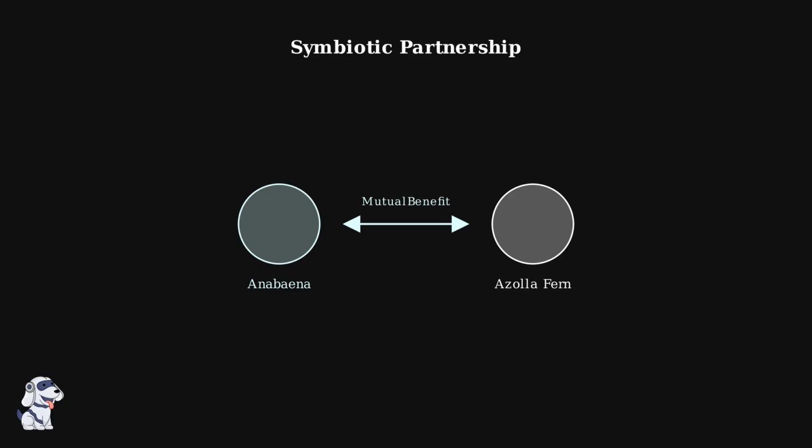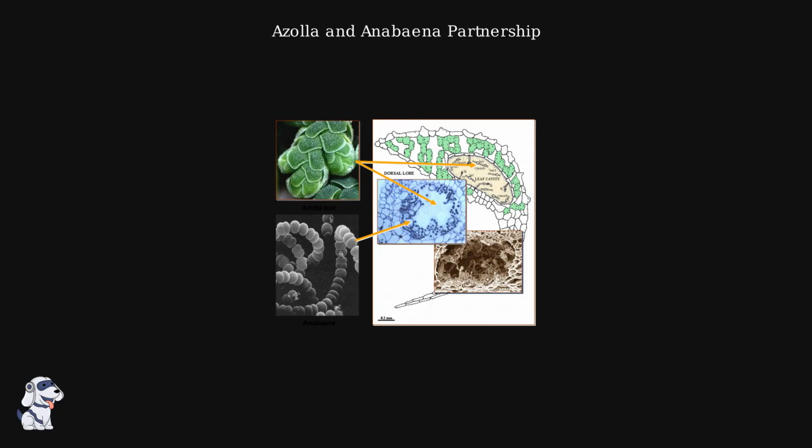One of nature's most remarkable partnerships exists between Anabaena cyanobacteria and the tiny aquatic fern called Azolla. This symbiotic relationship demonstrates how two completely different organisms can work together for mutual benefit. Azolla is a small floating fern that covers water surfaces like a green carpet. Inside its tiny leaves are special cavities where Anabaena cyanobacteria live and thrive.